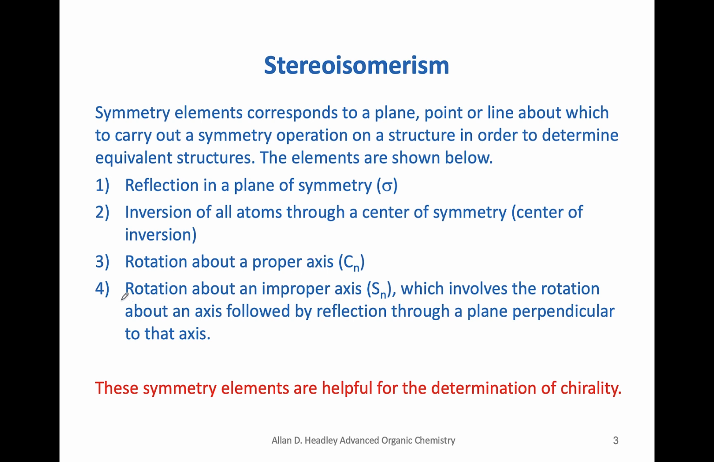And of course if it's different, it's asymmetric. The last one we look at is rotation about an improper axis. Basically what this involves is rotation about an axis followed by a reflection, or in other words, carrying out any 2 of these 3 operations, and that's called an improper rotation. As we described earlier, these symmetry elements are helpful in determining chirality, and you'll see later on that another term used for chirality is optical activity.